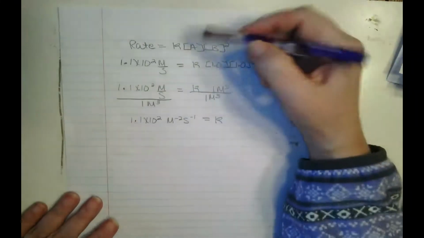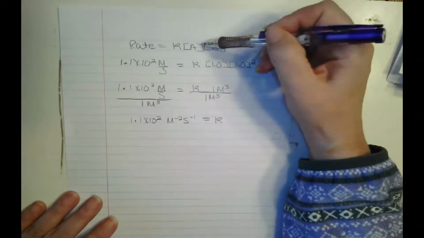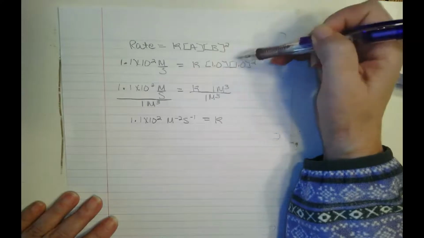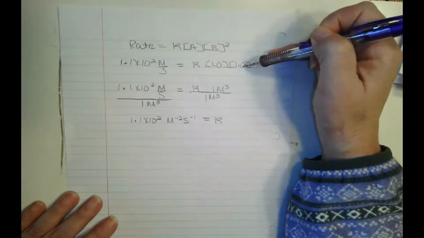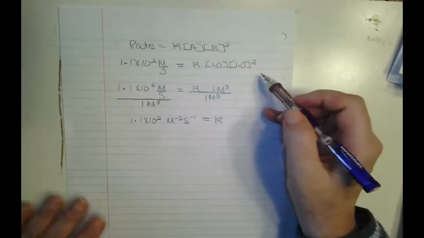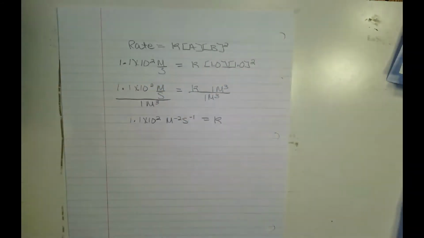So here is my rate law. I figured out my orders. My concentration of A is 1.0, my concentration of B is 1.0, and my rate was 1.1 times 10 to the second. Now we need to look at K units. If you want to ignore this part, go ahead. It's just an extra credit for IU.